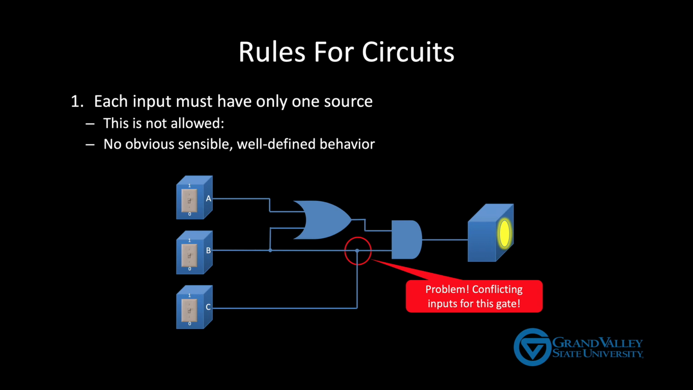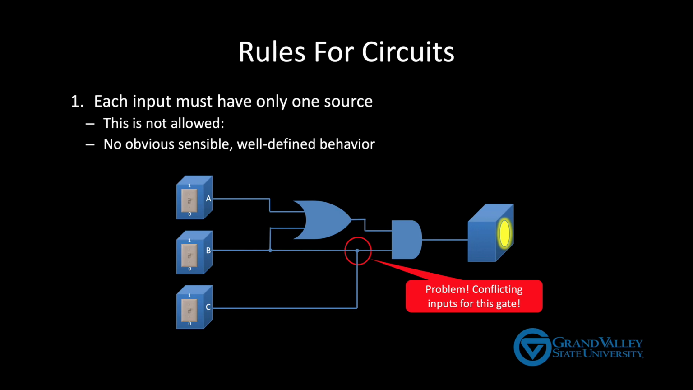For example, in this circuit here, the AND gate is driven by both input B and input C. So if B is 0 and C is 1, should the AND gate read that as a 0 or a 1? How does it know what the output should be? Given that there's no obvious, sensible, well-defined behavior, we just say that this isn't allowed.